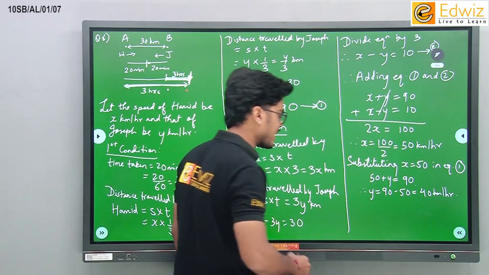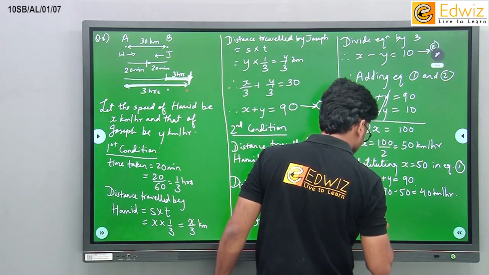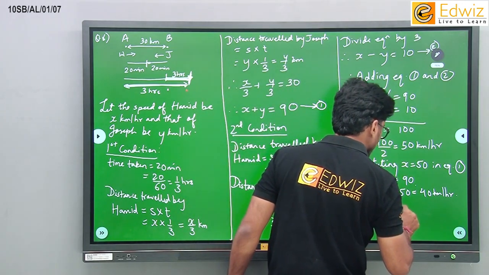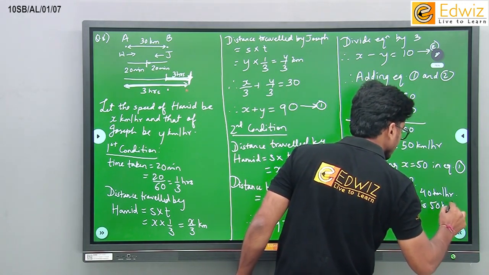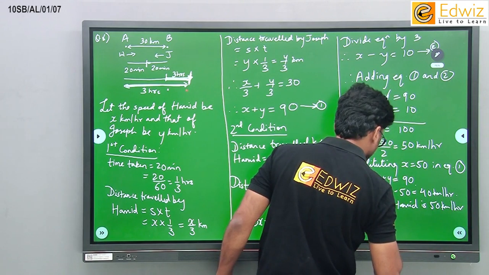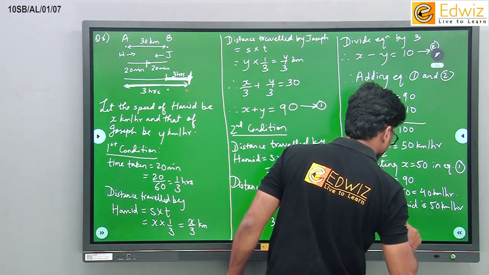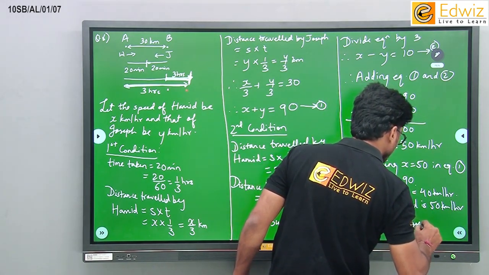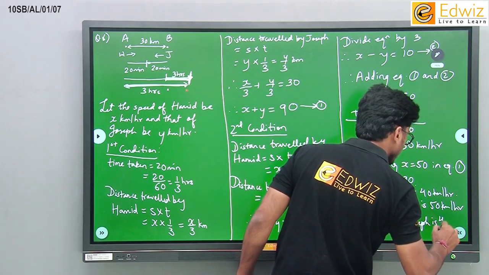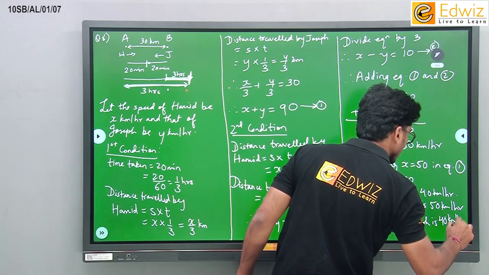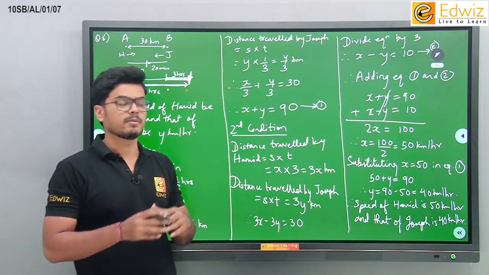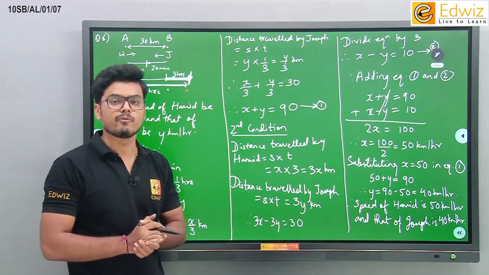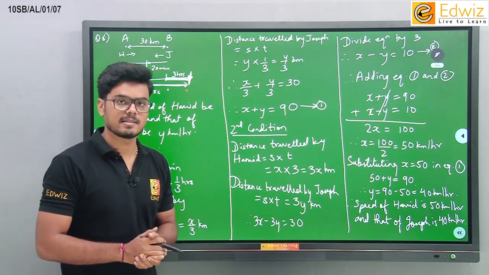Let us write this down in a final statement. Therefore, speed of Hamid is 50 kilometer per hour and that of Joseph is 40 kilometer per hour. Okay, now we are done with the sixth question. Please make a note of this. I'll give you 5 minutes, then we will conclude the session.